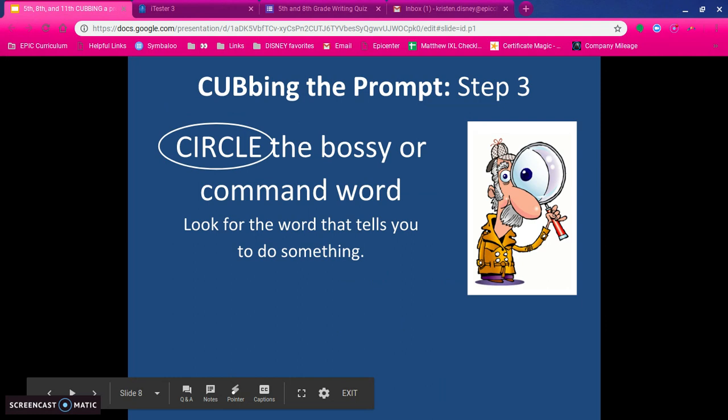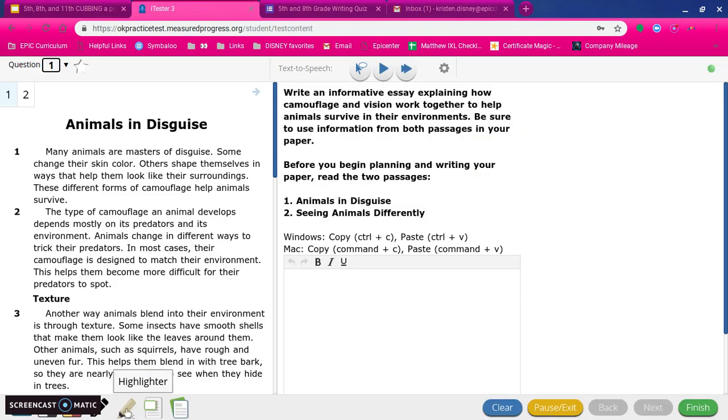The first thing we're going to do is circle the bossy or command words in the prompt. These are words that are going to tell us to do something. They're the bossy words. I'm going to pick up the sketch pencil. And the first bossy word I see is write. Write an informative essay explaining how camouflage and vision work together. I'm going to go ahead and circle explain because that's telling us to explain how camouflage and vision work together to help animals survive in their environments.